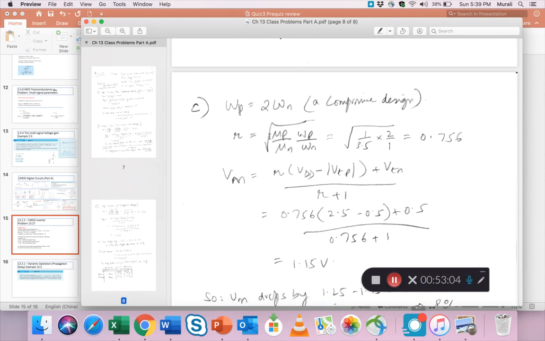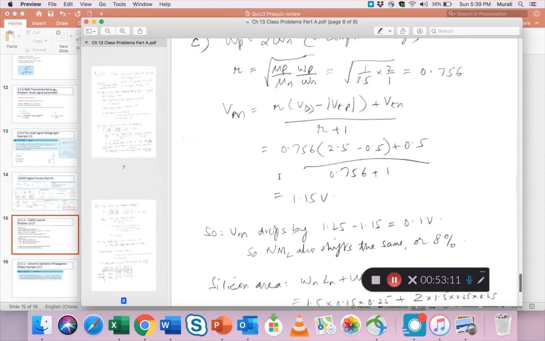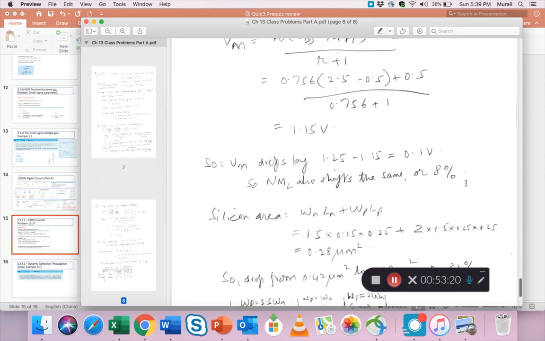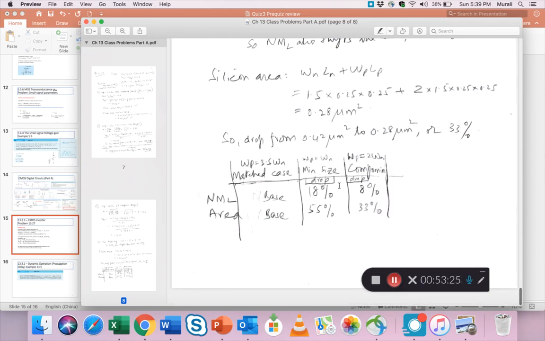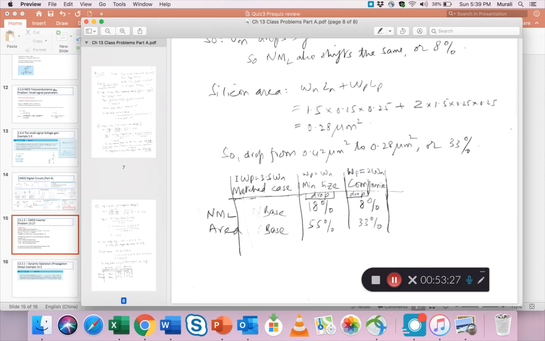Okay. Similarly, for the compromise design, Wp equals twice Wn, again you calculate R like this, then you use it in the formula and you come up with 1.15. So the Vm drops from 1.25 to 1.15, which is a 0.1 volt drop, or an 8% drop. So silicon area is lower, right? The area went from 0.42 to 0.28 micrometer square, or a 33% reduction.